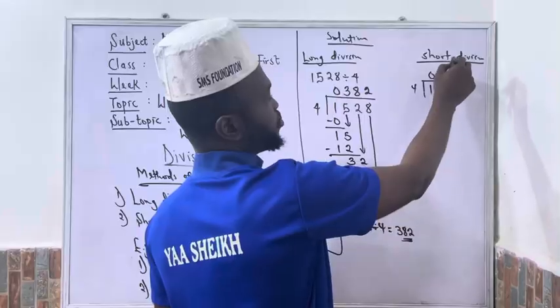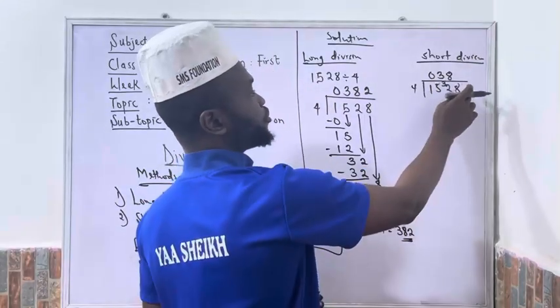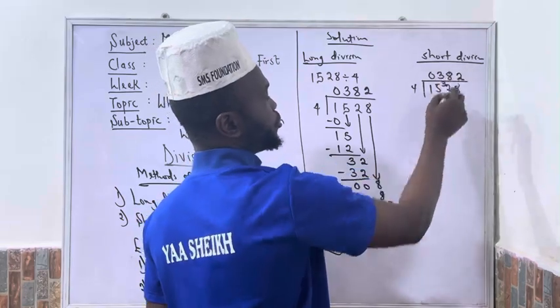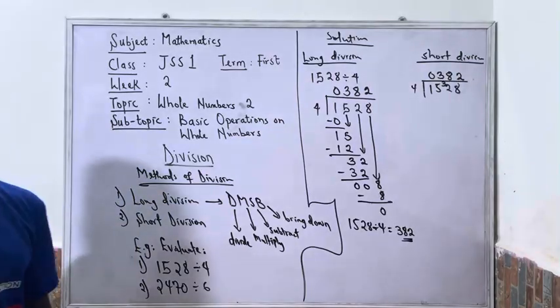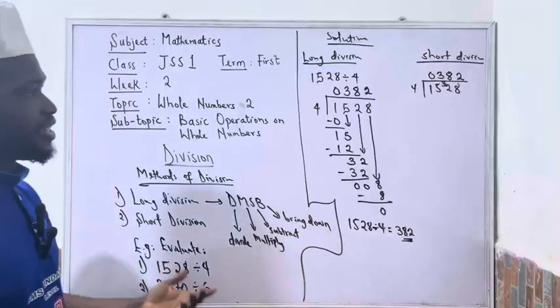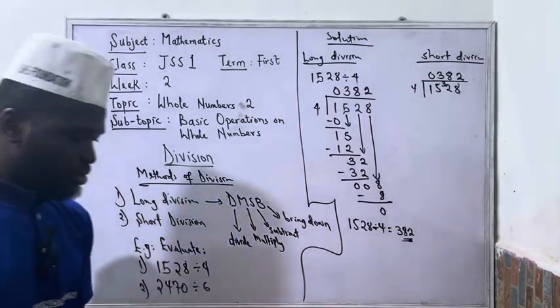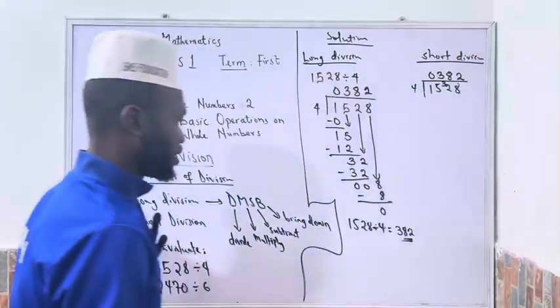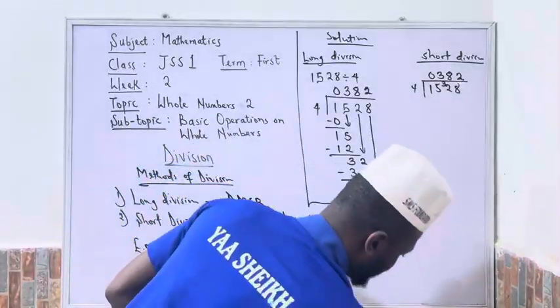How many 4 in 32? That will give me 8. Remainder nothing. Then how many 4 in 8? That will just give me 2. So the answer is 382. That long division can be so easy like this. So let's do the second one. I will just use long division and I want you to try short division on that. So let's do number 2.